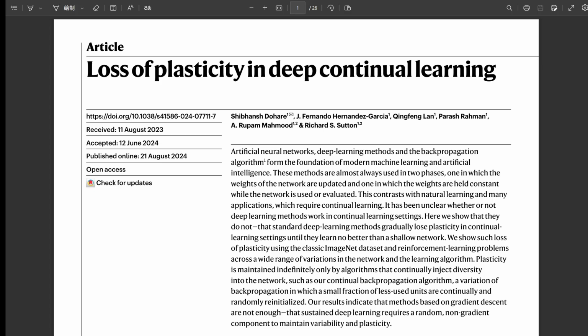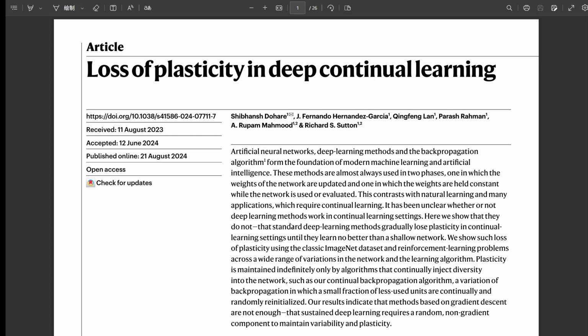Sounds good. So let's start with that core finding. You said the systems lose their ability to learn. The paper puts it quite starkly, doesn't it? It does. They state that essentially, standard deep learning methods, when they have to learn continually, gradually lose this plasticity. Plasticity. Okay, we need to define that properly. Right, they lose plasticity until they're basically no better at learning new things than a really simple, shallow network, like a linear model. Wow. So you could have this huge, complex, deep network, but after learning for a while, it loses its deep learning edge for new stuff.